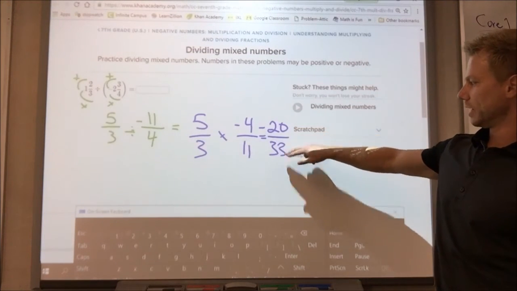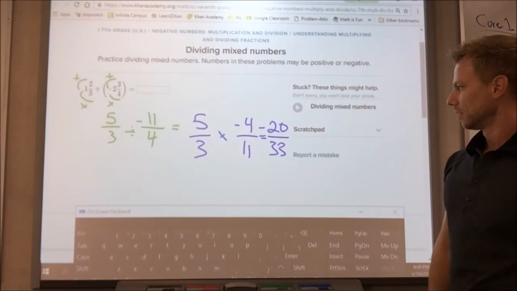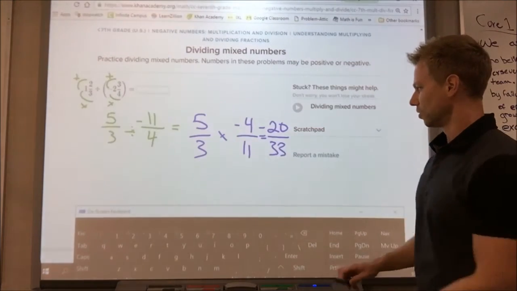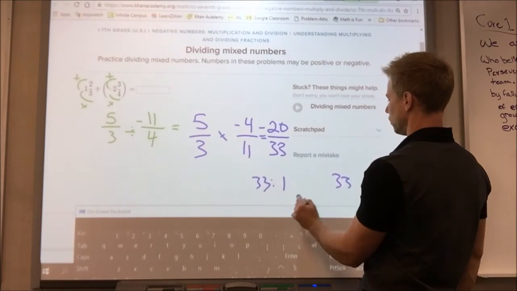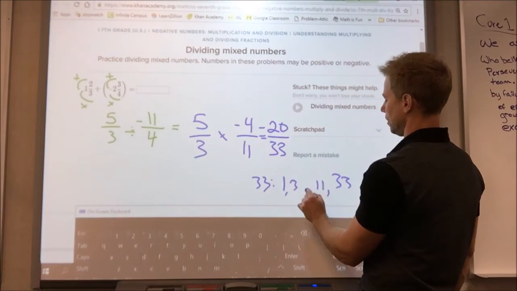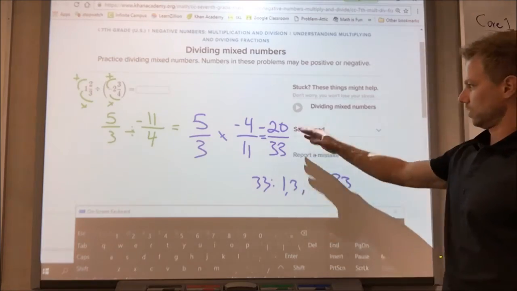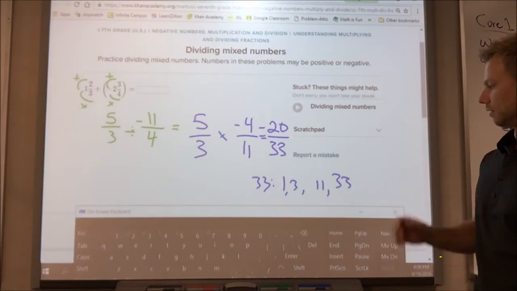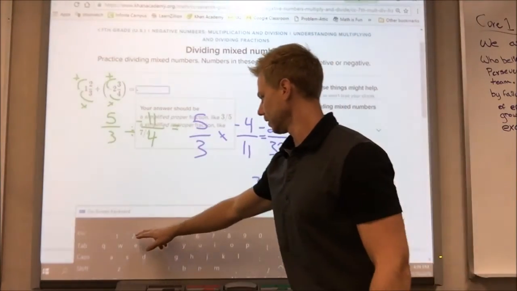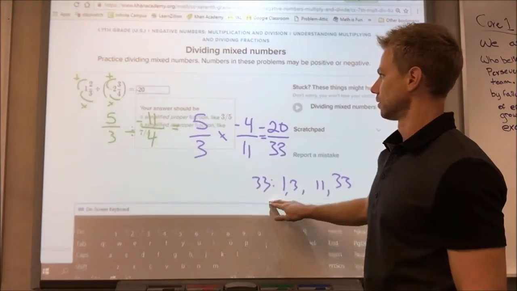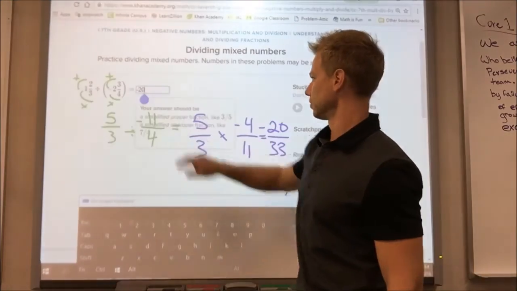Nothing goes into 20 and 33 evenly besides 1, because the only things that go into 33 are 1, 33, 3, and 11. None of those numbers go into 20 evenly. So that's going to be my final answer. Negative 20 33rds.